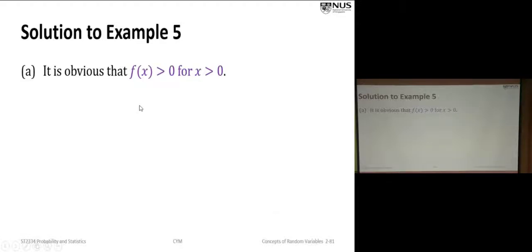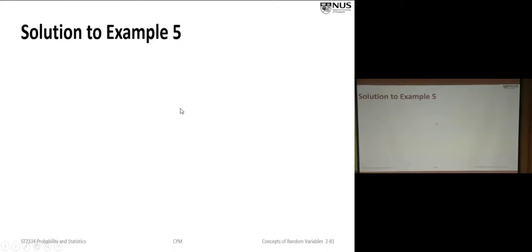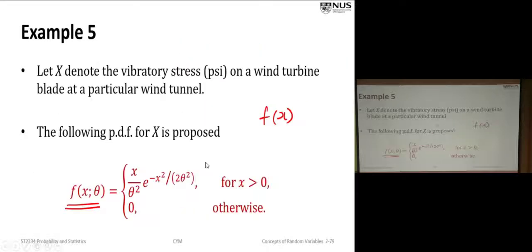So the first condition is obvious: f of x is bigger than 0. I mentioned it yesterday, e to the power of any function, whatever, a or minus a, is bigger than 0. How about theta squared? That is bigger than 0. How about x? Does x take values bigger than 0? Yes, because the way that we define the PDF, x has to be bigger than 0. So the whole thing is positive, and the first condition is met.